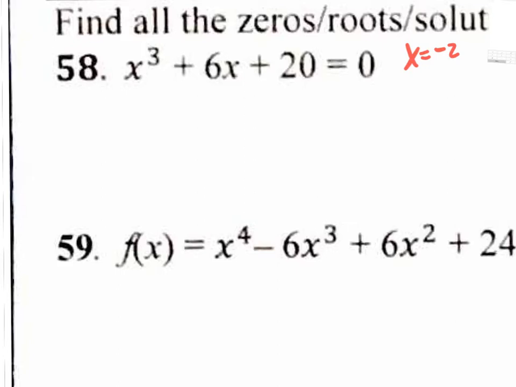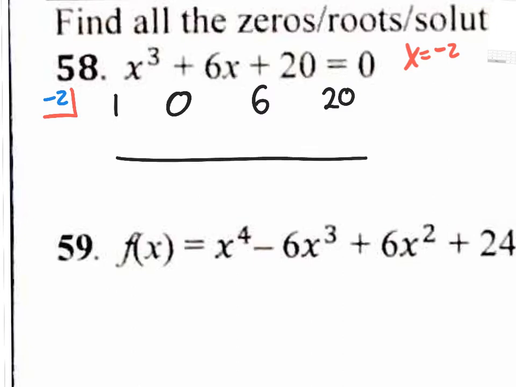So what I would do is plug in your solution, x equals -2, into synthetic substitution, and the coefficients will be 1 on the x to the third, 0 on the x squared, 6 on the x, and 20 as the constant. So as you go down, you combine. 1 plus nothing is 1. As you go up, you multiply. -2 times 1 is -2. As you go down, you combine.